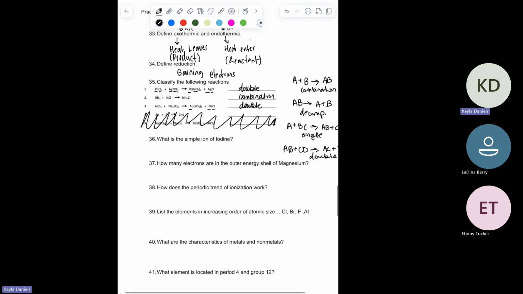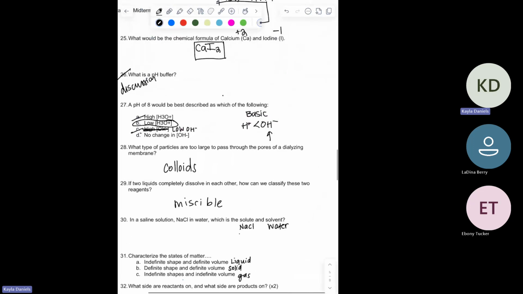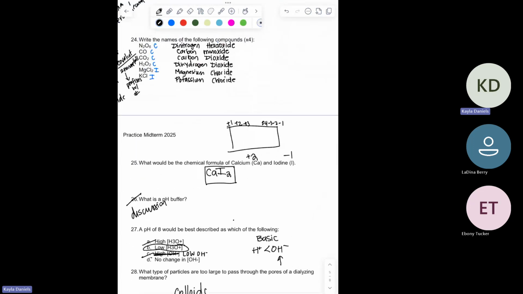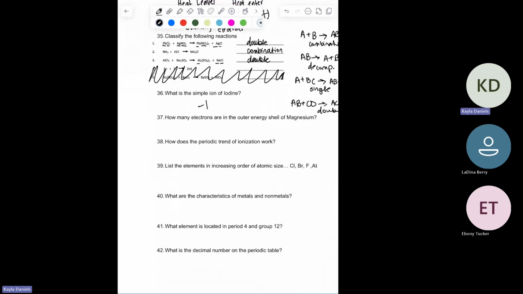All right, simple ion of iodine. So again, this goes back to the +1, +2, those things on your periodic table. So iodine is a -1. Electrons in the outermost shell, so your valence electrons, again, this is something I told you guys to write on your periodic table. So this was just your 1, 2, 3, 4, 5, 6, 7, 8 thing. And so magnesium's in the second column, so it would have 2 valence electrons.